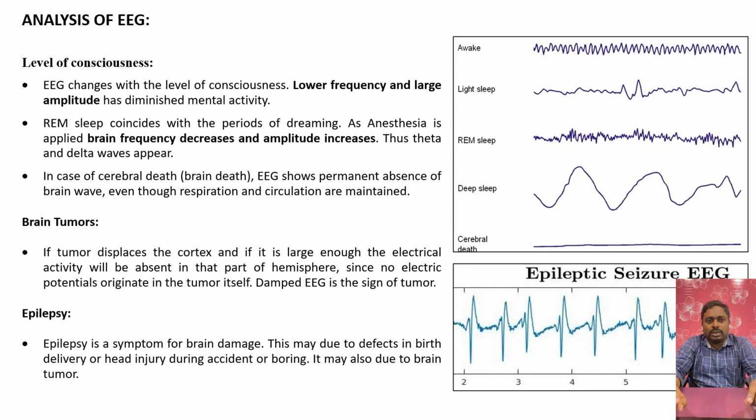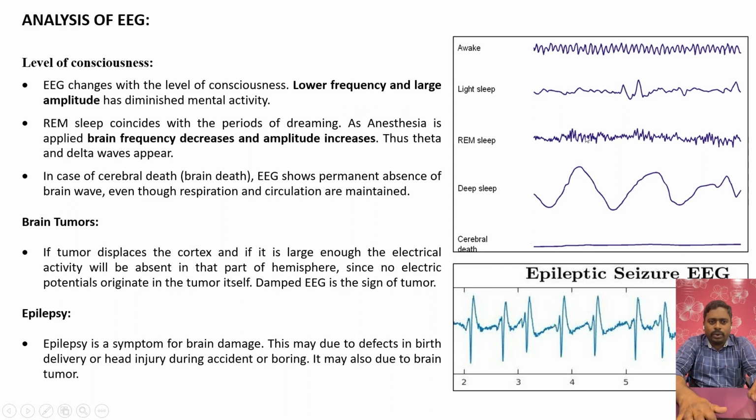Now we go on to the analysis of EEG. We completed the electrode scheme and devised the block diagram of EEG. Now, after picking up the EEG signal, what analysis will go on? What are the applications? Let us see the levels of consciousness. EEG changes with the level of consciousness. Lower frequency and larger amplitude indicate diminished mental activity. The stages mentioned are awake, light sleep, REM sleep, deep sleep, and cerebral death.